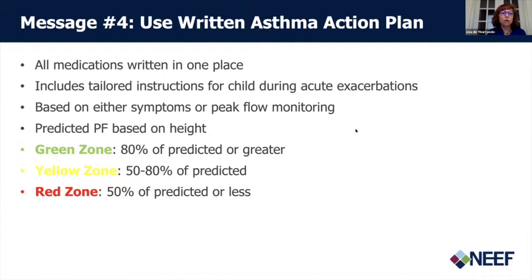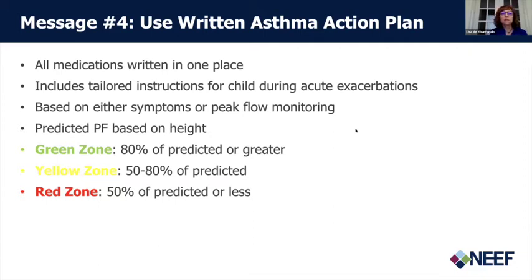So message number 4, use a written asthma action plan. I'm going to show you an example of a written asthma action plan. There are literally hundreds of written asthma action plans, so you just have to find one that works for you. It includes medications, which are written in one place, all on one side of the paper. It includes tailored instructions for the child during acute exacerbations. It tells them how much of their rescue medicine they need to use, how often, when they need to call the office to get an appointment, and when they need to go directly to the emergency room.